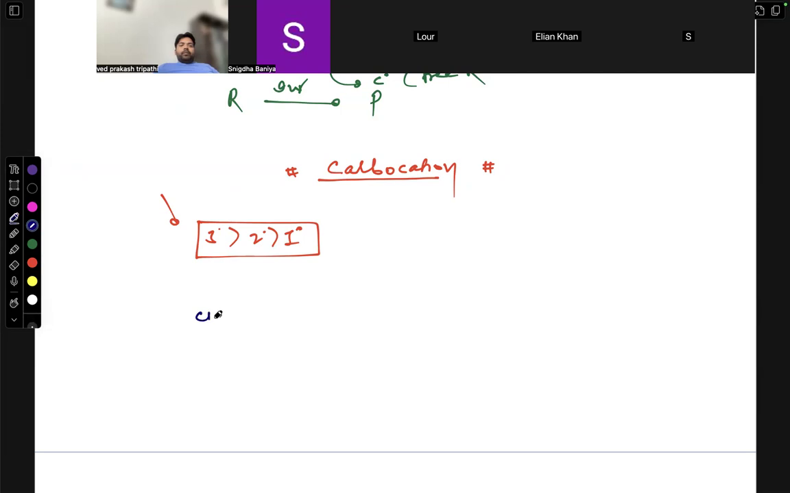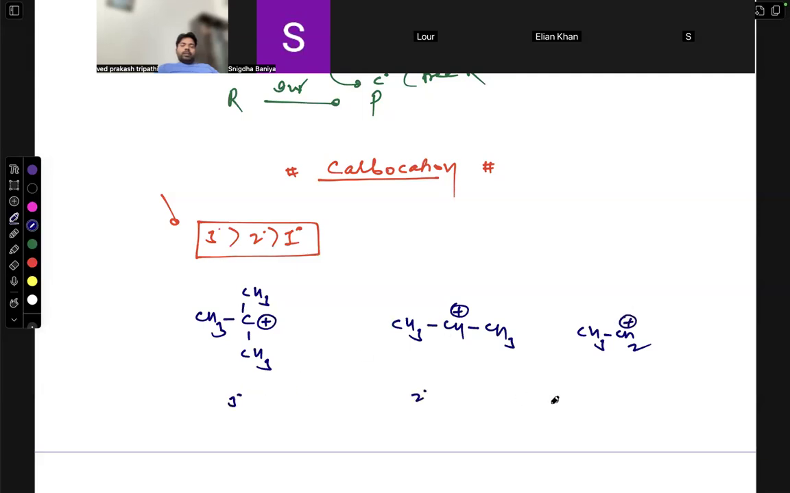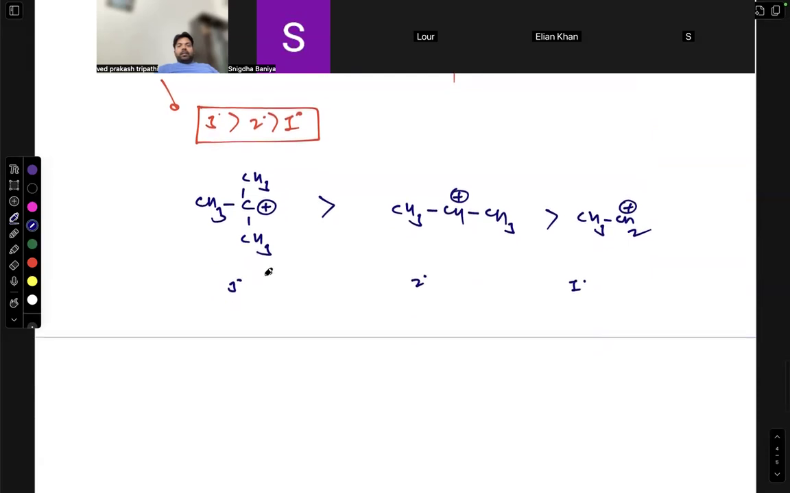Suppose you are familiar with this example. This is the tertiary one. This is the secondary one. And this is the primary one. So tertiary is most stable, then secondary, then primary. Am I right? This is tertiary because the carbon is bonded with 3 carbons. Whenever a carbon is bonded with 3 carbons, that is called tertiary. When the carbon is bonded with 2, that is secondary. When bonded with 1, primary.